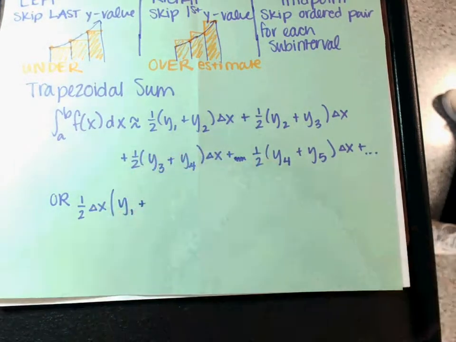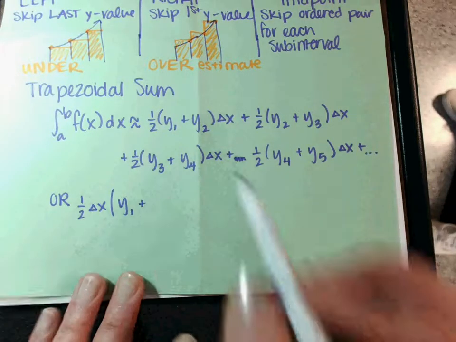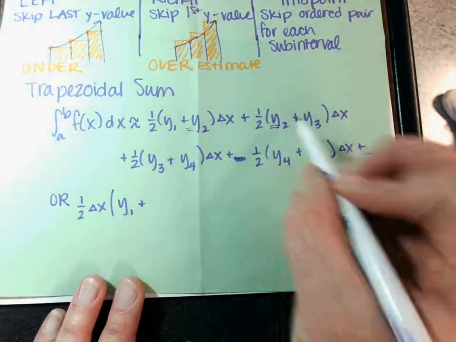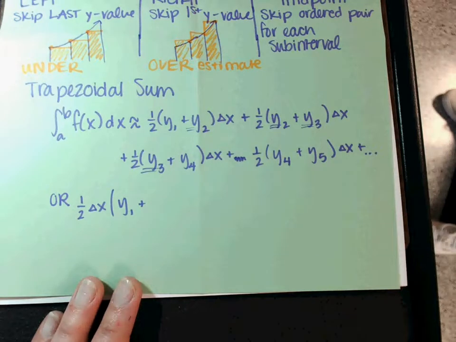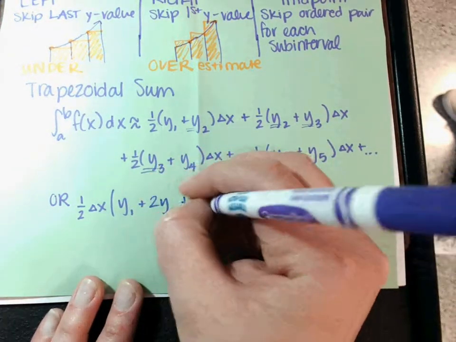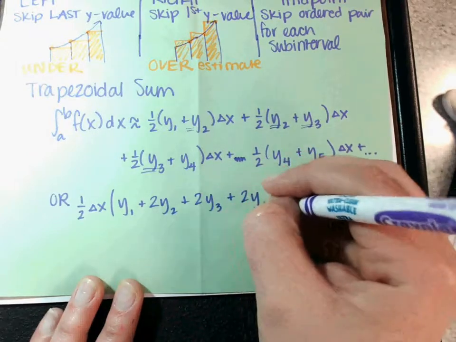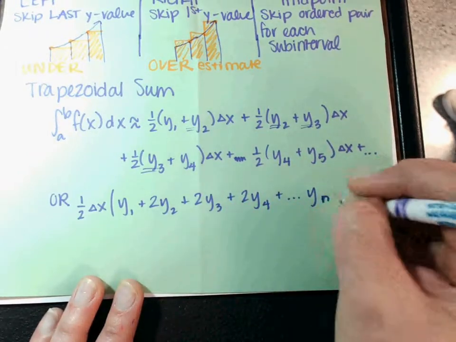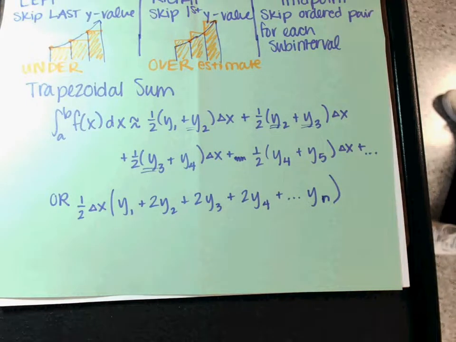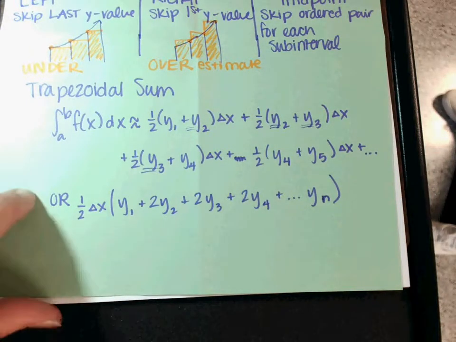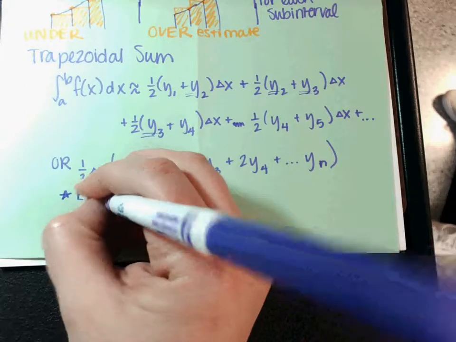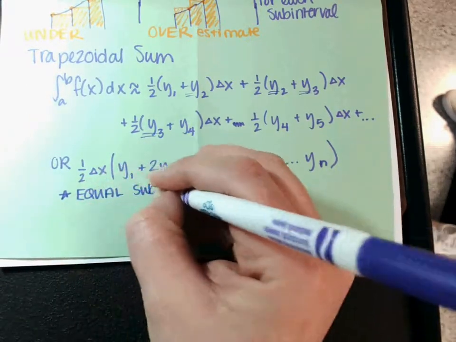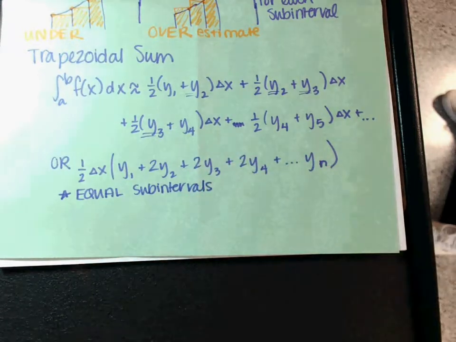Okay, y1 plus, and then notice how many times y2 is in there. One says a base 2, one says a base 1. y3 is one says a base 2, one says a base 1. So each of my middle terms are going to get doubled. But remember that the first one and the last one do not get doubled. And then I'm going to put a little star down here and put this is for equal subintervals. For equal subintervals.